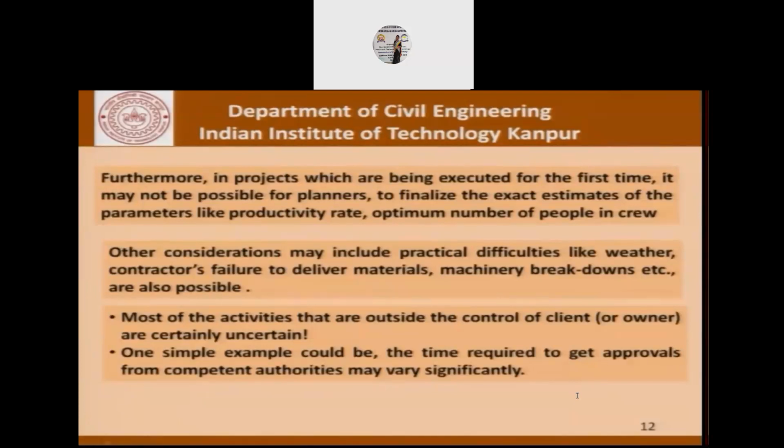Further, in projects which are being executed for the first time, it may not be possible for planners to finalize the exact estimates of parameters like productivity rates and the optimum number of people in the crew. Other considerations may include practical difficulties like the weather, contractors' failure to deliver materials, machinery breakdowns, and so on. Also, most of the activities that are outside the control of the client are certainly uncertain. One simple example could be the time required to get approvals from outside agencies, and that could affect the project in different ways.